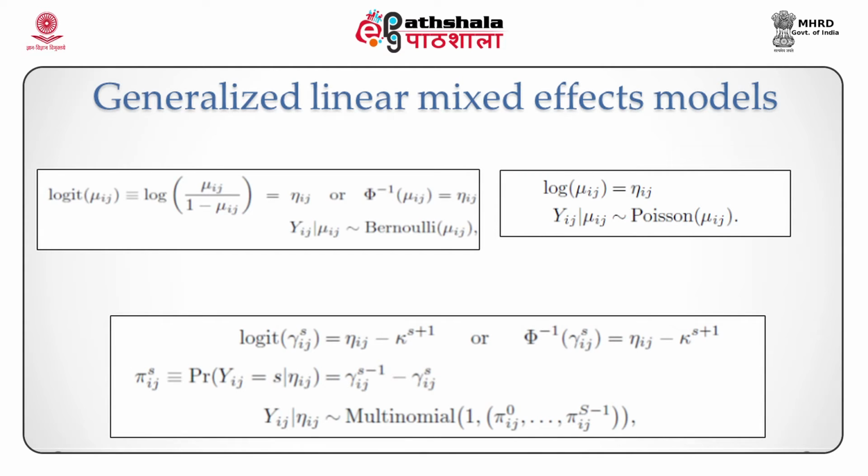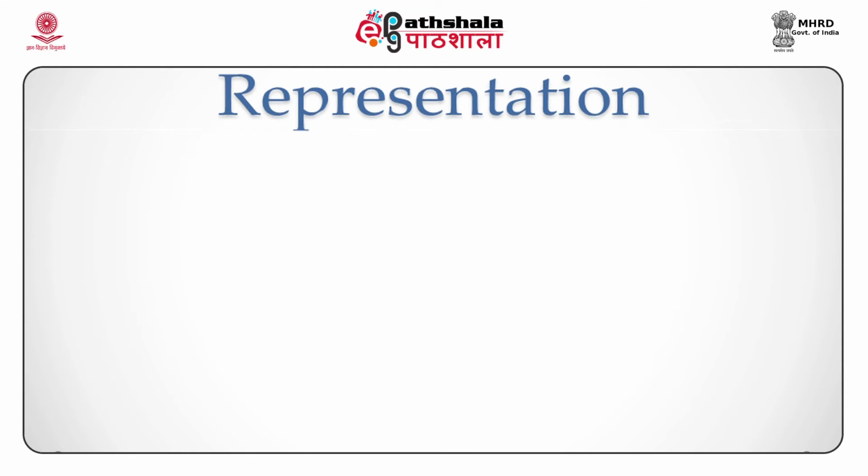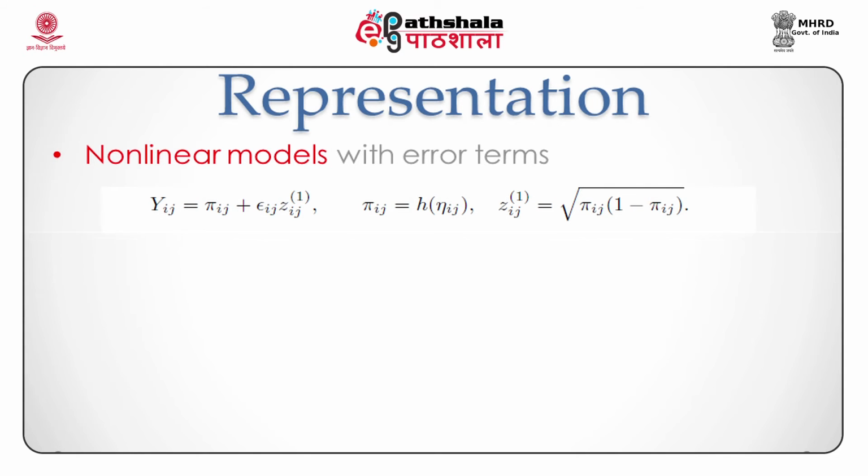There are several representations used for the mixed effects model. One way to represent the mixed effects model is as a nonlinear model with an error term. So for example, yij is equal to pi ij plus epsilon ij zij1, where pi ij is h of eta ij, h being the link function, and zij1 is equal to the square root of pi ij times 1 minus pi ij. The reason that this is done is for the convenience of fitting.